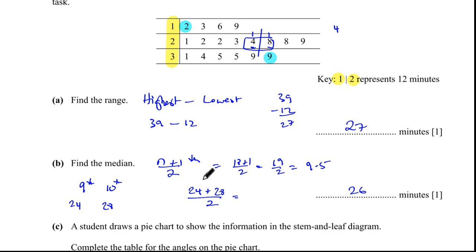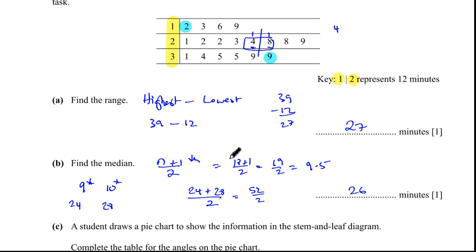It's pretty simple to see it's going to be 26, but if you're not sure, you can do this, which is a bit more hassle. That's going to be 40 plus 12, which is 52, and 52 divided by 2 is 26. So 26 minutes is the median value, okay?